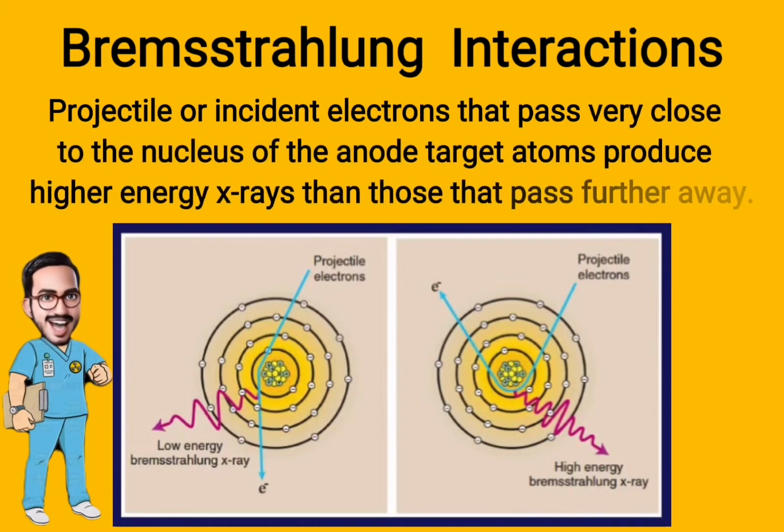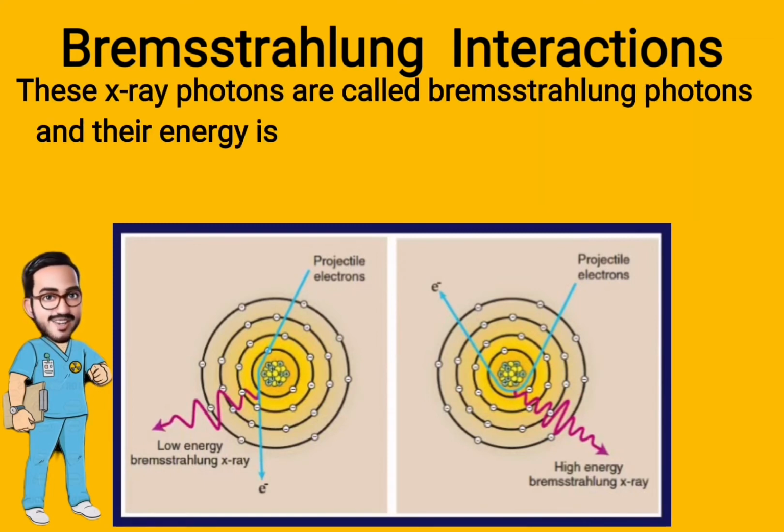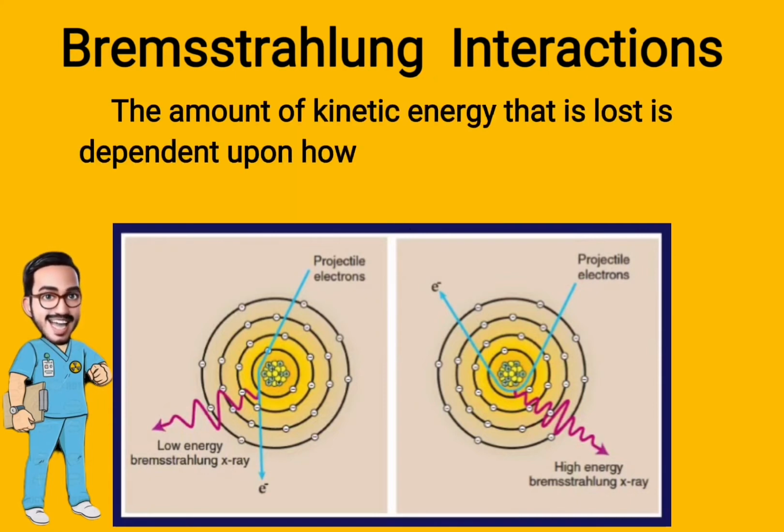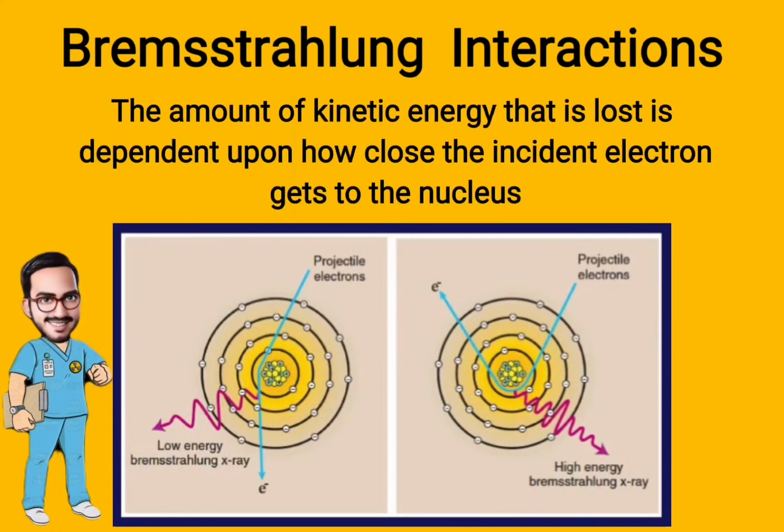Projectile or incident electrons that pass very close to the nucleus of the anode target atoms produce higher energy X-rays than those that pass further away. These X-ray photons are called Bremsstrahlung photons, and their energy is the difference between the kinetic energy of the incident electron and the kinetic energy of the brems photon. The amount of kinetic energy that is lost is dependent upon how close the incident electron gets to the nucleus.